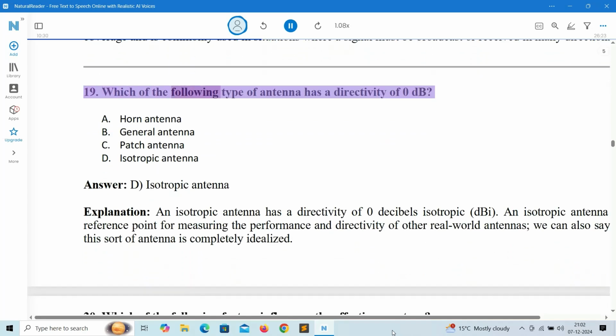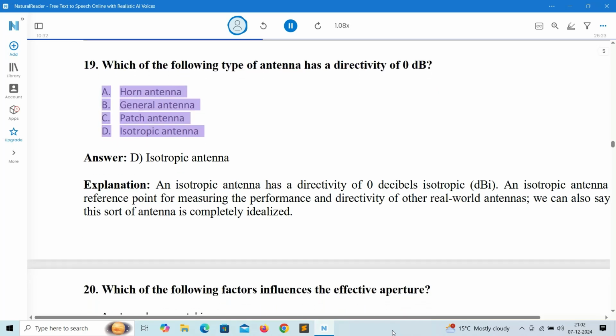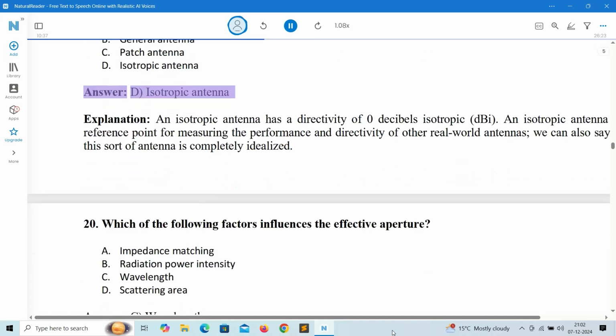19. Which of the following type of antenna has a directivity of 0 dB? A. Horn antenna. B. General antenna. C. Patch antenna. D. Isotropic antenna. Answer. D. Isotropic antenna.